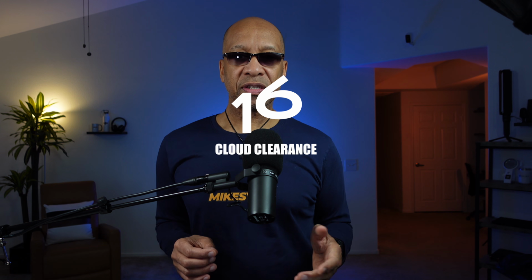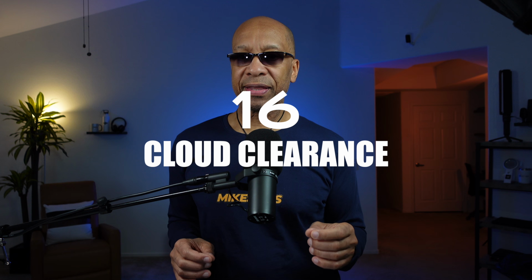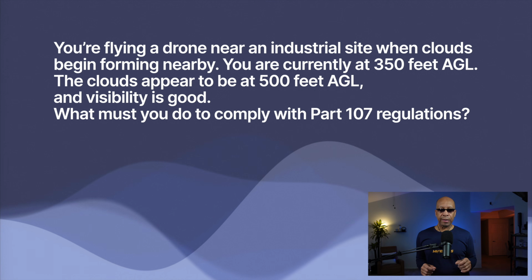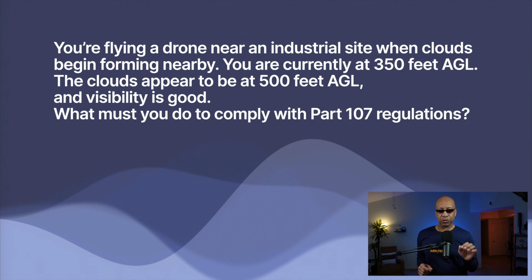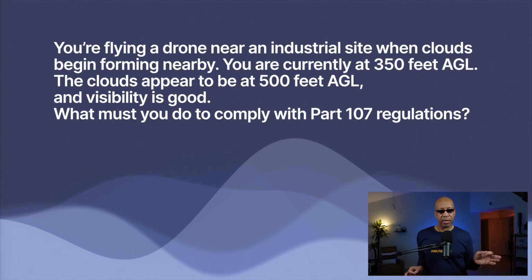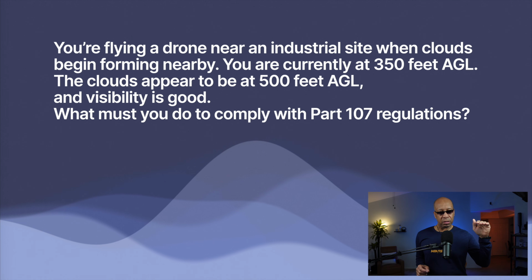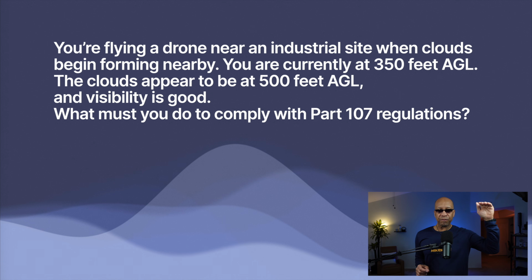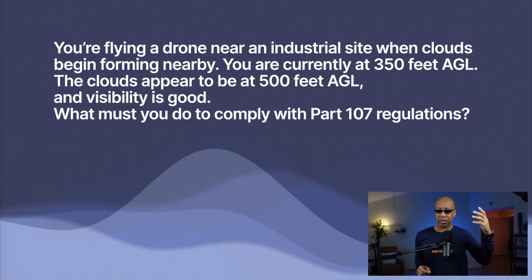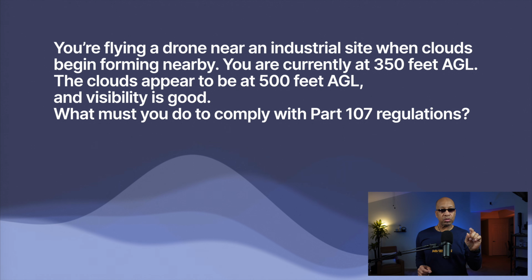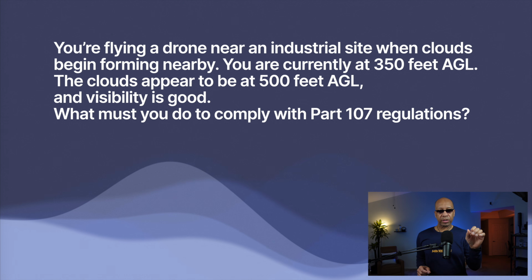Okay, so question 16 is something that a lot of you struggle with, and that has to do with cloud clearance. Let me read the question to you, but listen carefully as I'm reading the question and understand everything in the question before you actually think about the answer. Here's the question. You're flying a drone near an industrial site when clouds begin forming nearby. You are currently at 350 feet AGL. The clouds appear to be at 500 feet AGL. Visibility is good. What must you do to comply with Part 107 rules and regulations?